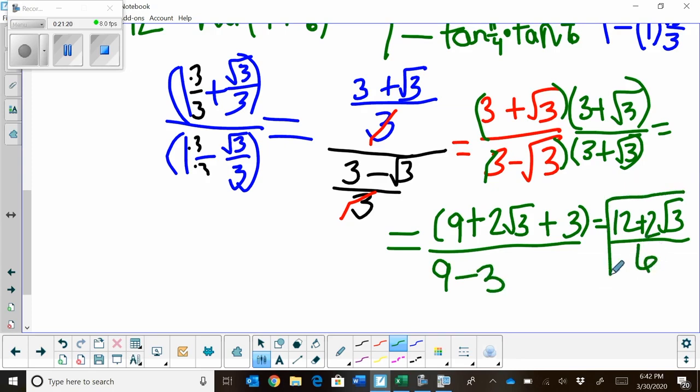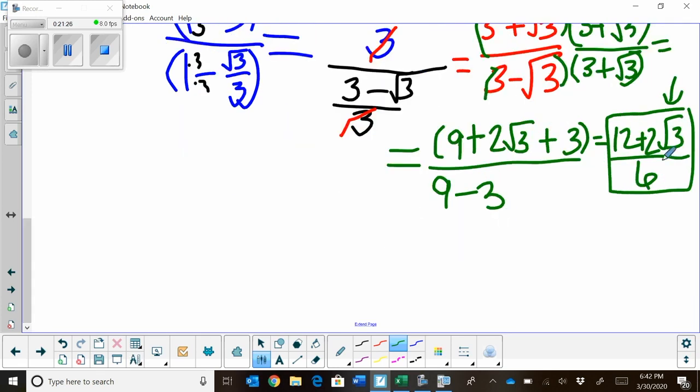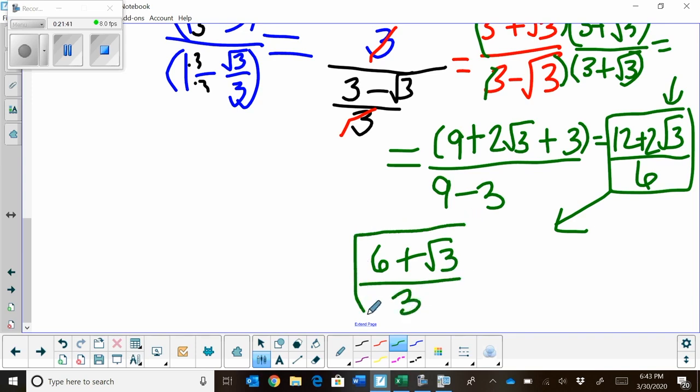So I get a 6. Now, this looks like we're almost done, but what are we missing? We can simplify this answer. Okay, so let's go one more step and just divide everything by 2. So I'm going to get a 6 plus root 3 all over 3. And that, my folks, is our final answer. And we finally got there.